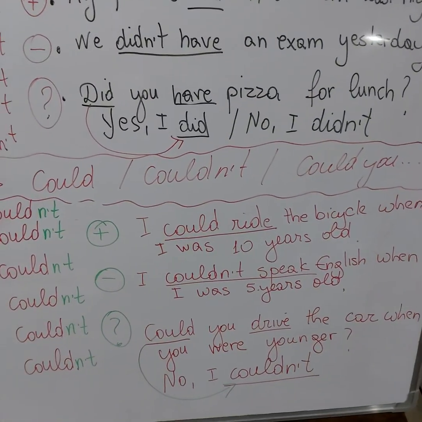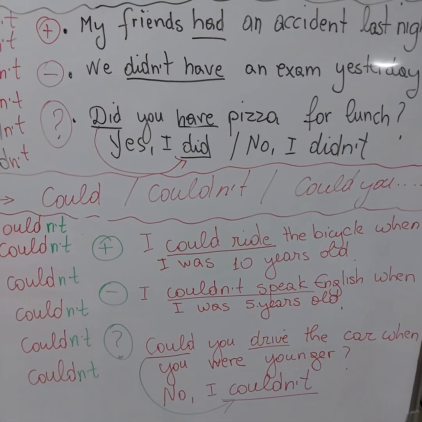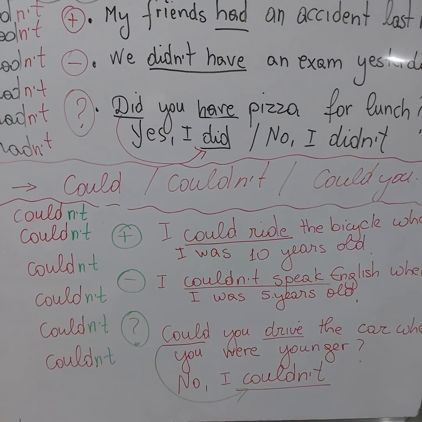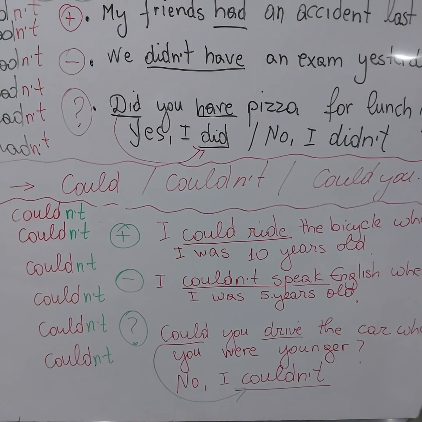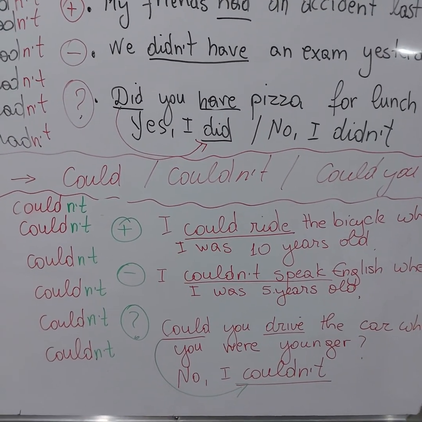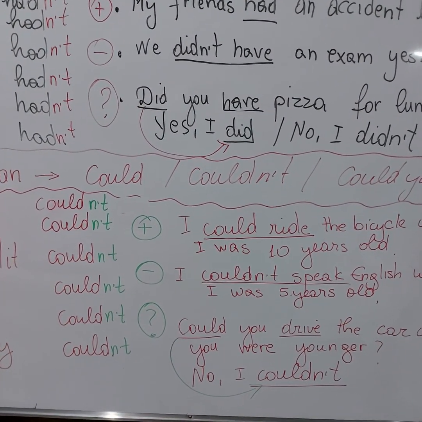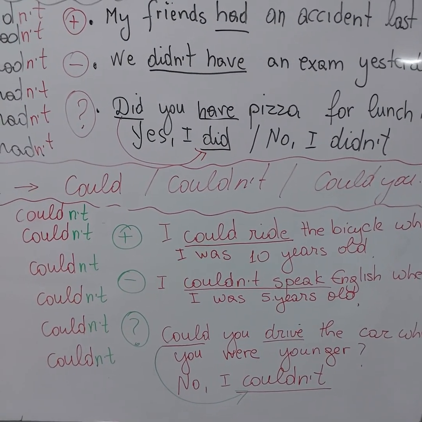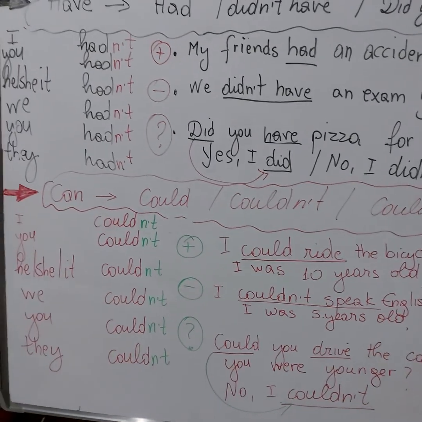Then, let's see the question. Could you drive the car when you were younger? So it refers to a past action. Now you are not younger anymore, or maybe you are an adult, and it refers to the past. So you make questions with could. If the question is made using could, then the short answer will be with could as well. For example, could you drive the car when you were younger? No, I couldn't. Or maybe yes, I could if it is a positive sentence.